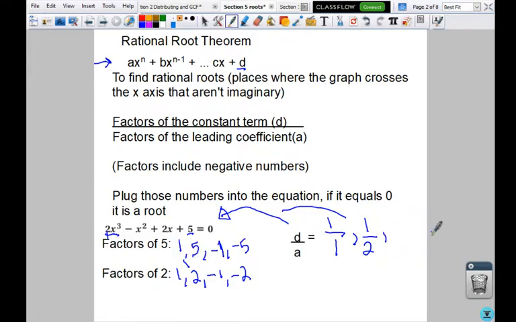I'm going to plug in 1 over -1 this time. And if I get 0 when I plug that in, I know it's a root. And I'm going to keep going. I'm going to plug in 1 over -2. See if that works. And then I'm going to keep going, but this time I'm going to start with 5. If 5 over 1, if I plug that in and get 0, I know that's a root.